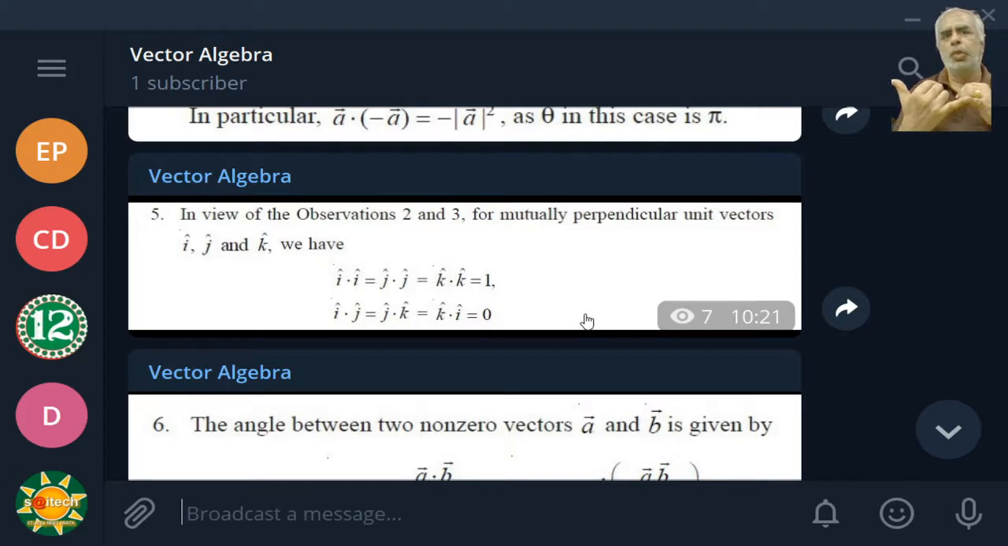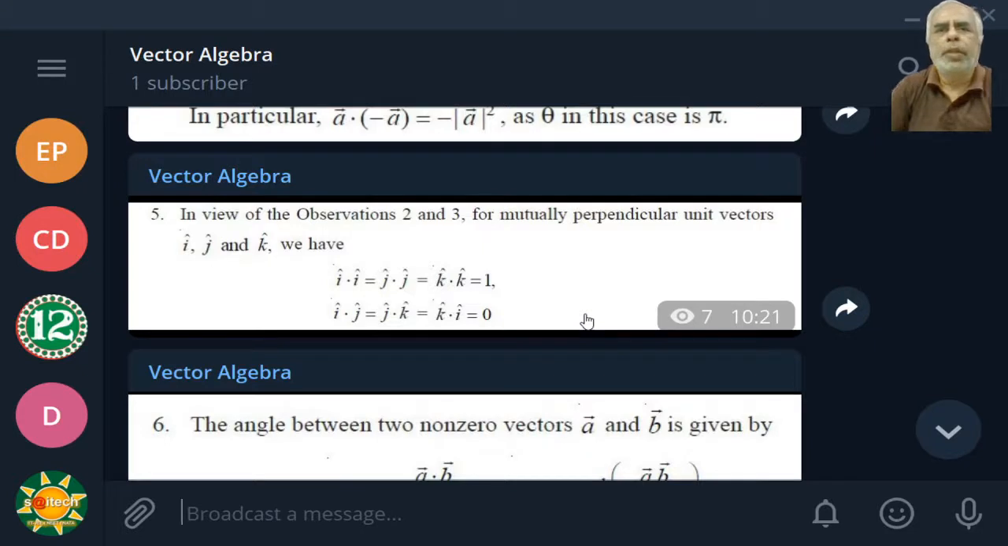Y-axis, that is unit vector, is j cap. And k cap is along z. Okay, k cap, that is the unit vector along z-axis. Are you able to follow? So this is x-axis, this is y-axis, this is z-axis.